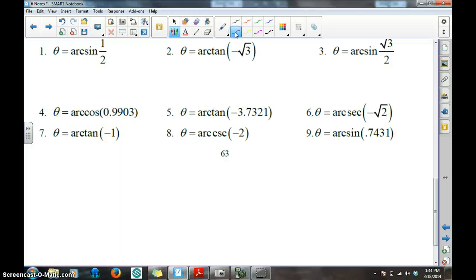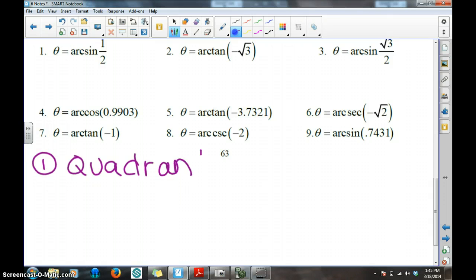So we're going to start with a quadrant. And the quadrant specifically that I'm looking for is going to vary from question to question, but I'm going to use example 8 as my key here. I'm looking for the quadrant where a cosecant would be negative. That's the quadrant that I would like to begin with.